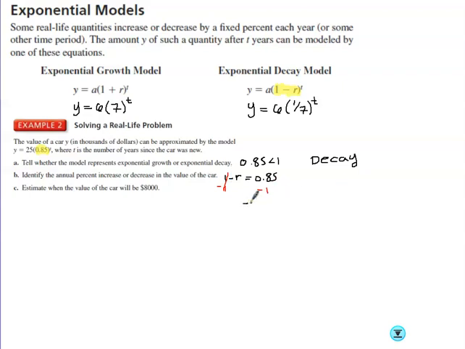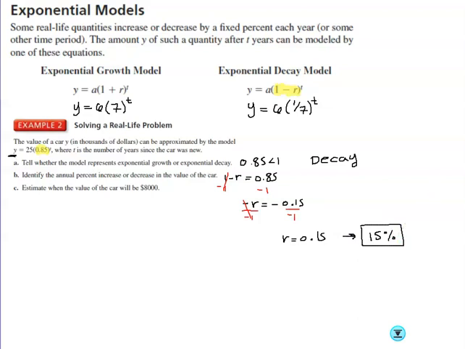So negative r is equal to negative 0.15. Divide by that negative 1. And r is equal to 0.15, or 15%. So this car decreases by 15% every year. This is our decay value.